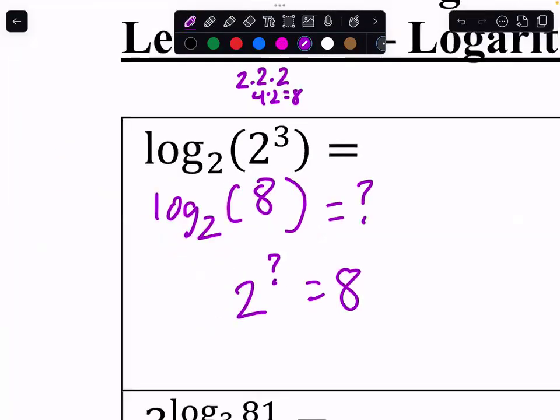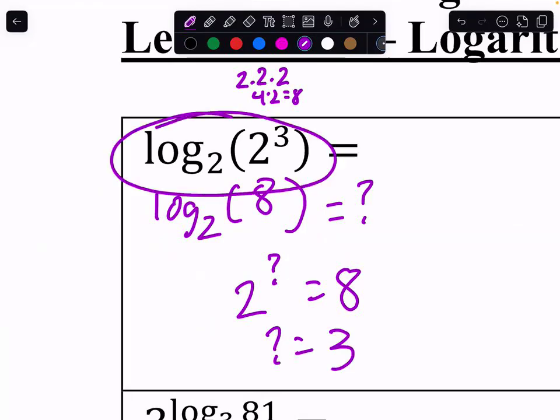You might be able to tell instantly that it would have to be 2 to the third power. So that means that the original problem, log base 2 of 2 cubed, simplifies to 3.